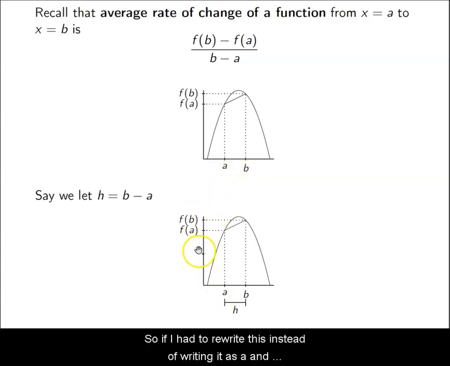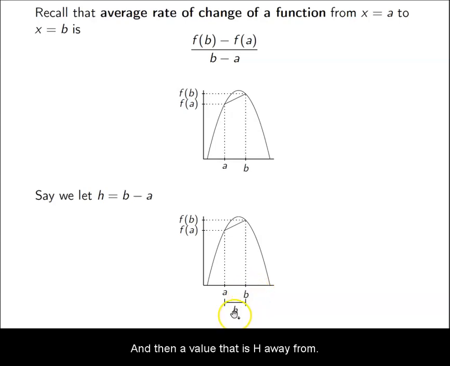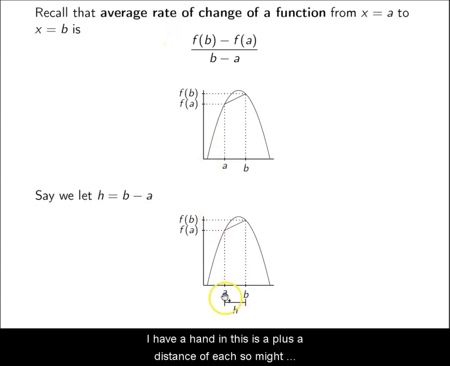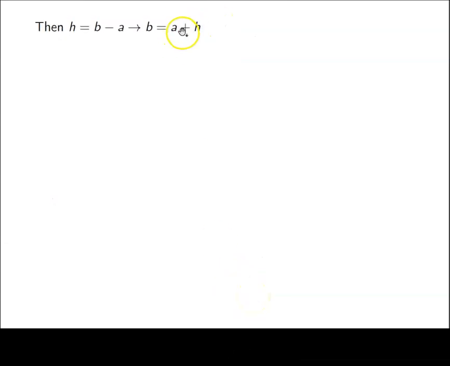Okay, so if I had to rewrite this, instead of writing it as a and b, I'm going to look at this in terms of the distance between them, h. So what we're going to start doing is we're going to rename this. So instead of a and b, this is going to be a and then a value that is h away from a. Okay, so if I manipulate this a little bit, b is the same thing as a plus h, right? I have a, and then this is a plus a distance of h. So my b gets replaced with a plus h.